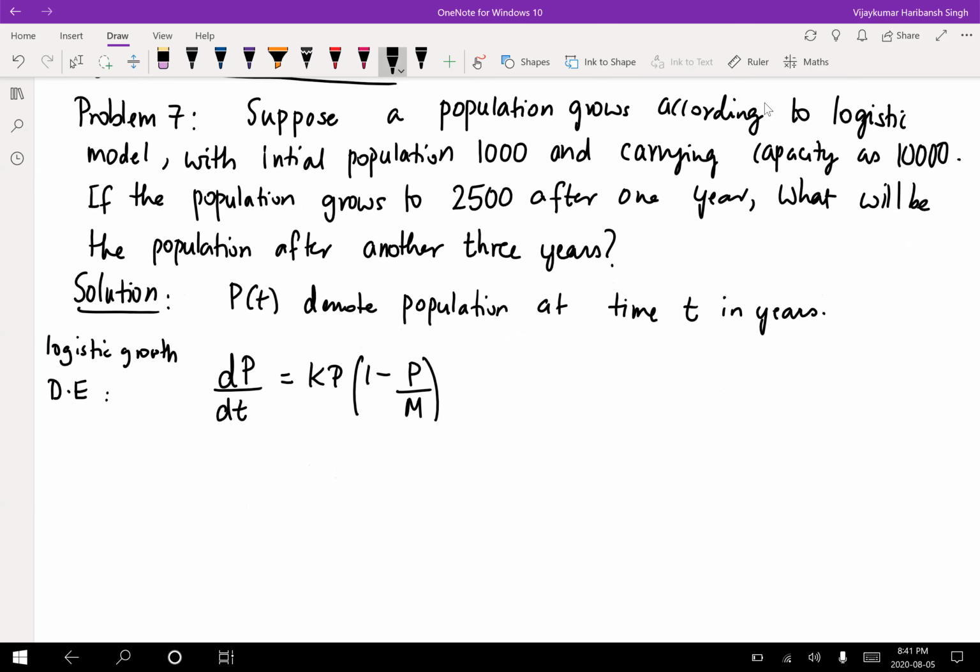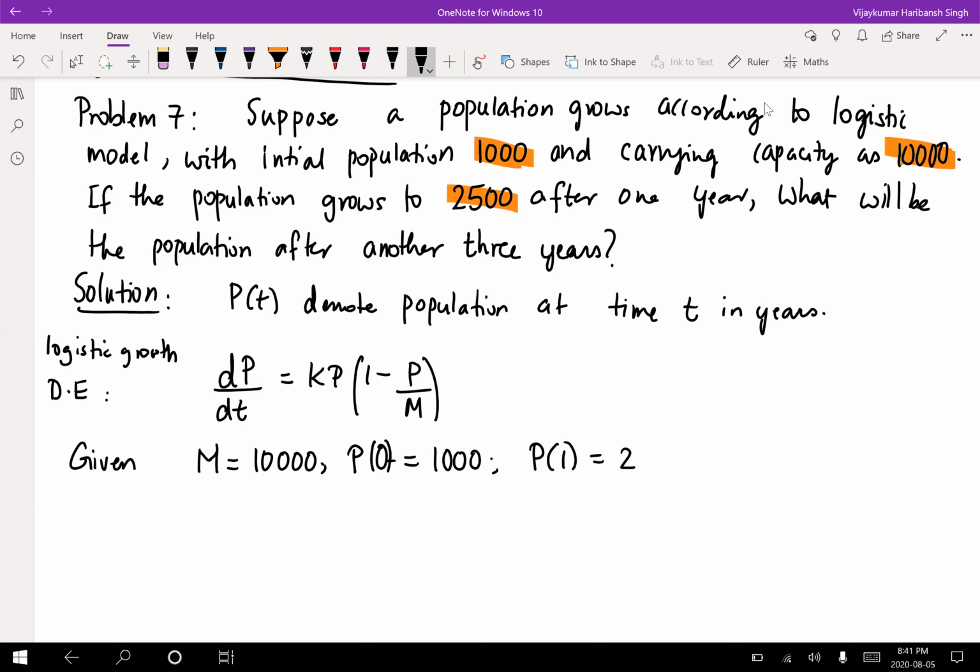Now here, what is given to us? m is given to us as the carrying capacity, which is 10,000. You're also given the initial population, which is 1,000. So we'll need that information at some point. So let's call that P0, or P of 0, whatever we're going to call it, P of 0 is 1000. You're also given P after 1 year, so we'll need that information as well. So let's write down all the information. P of 1 is 2500.